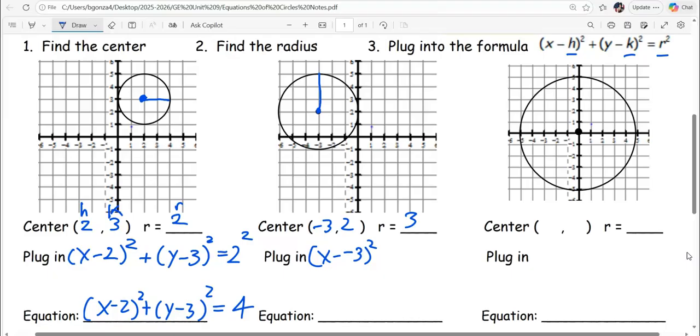Like a plus sign, right? They cancel out. Okay? Hey, write this down. Put the phone away. All right. Anyways, plus. Now you're going to do y minus, what's the y value? 2, squared. And that equals the radius squared. So 3 squared.